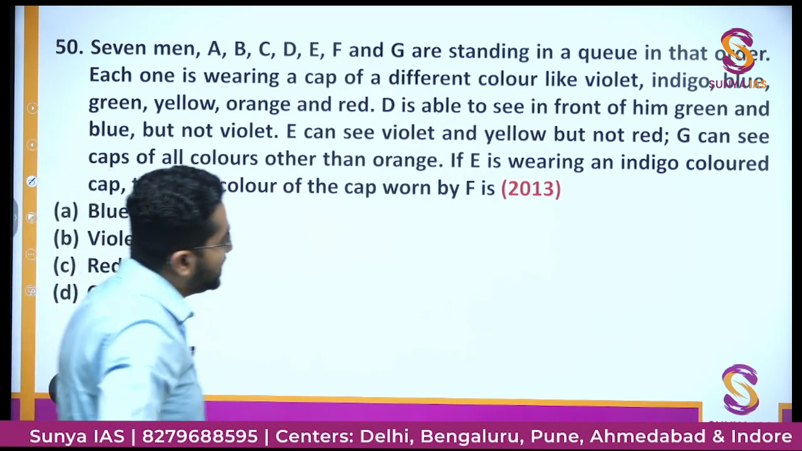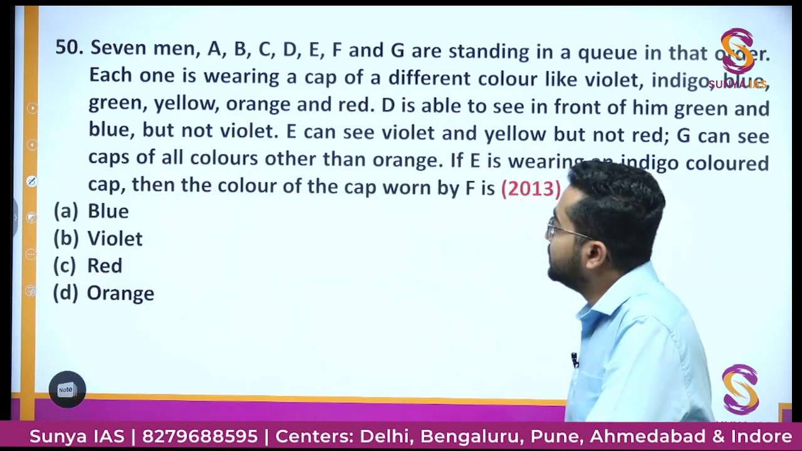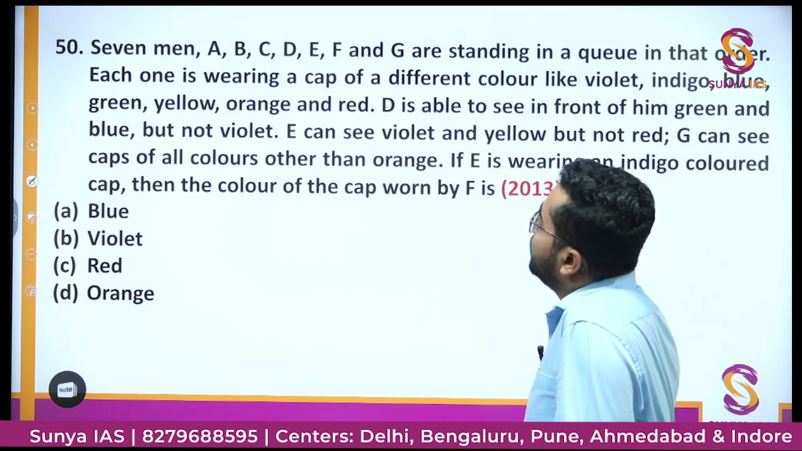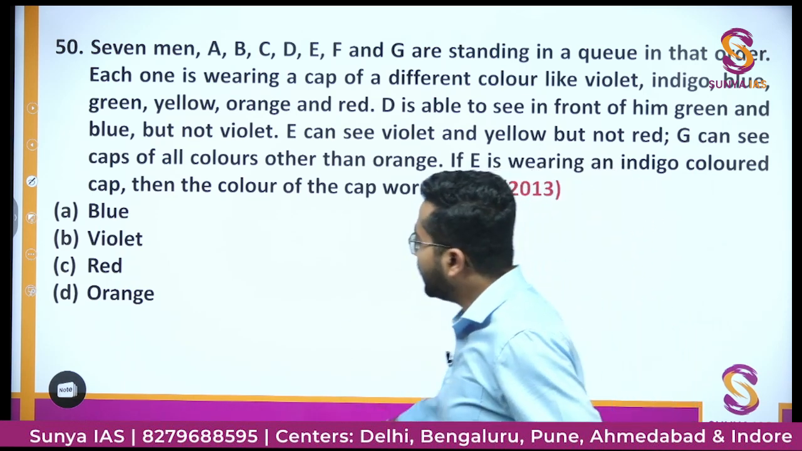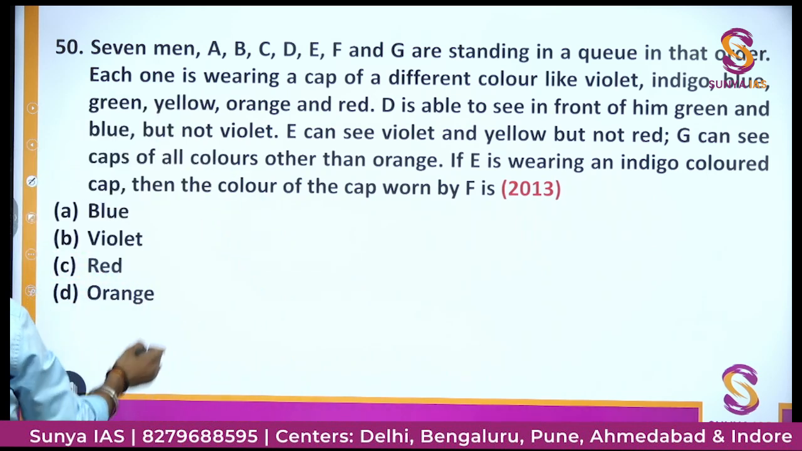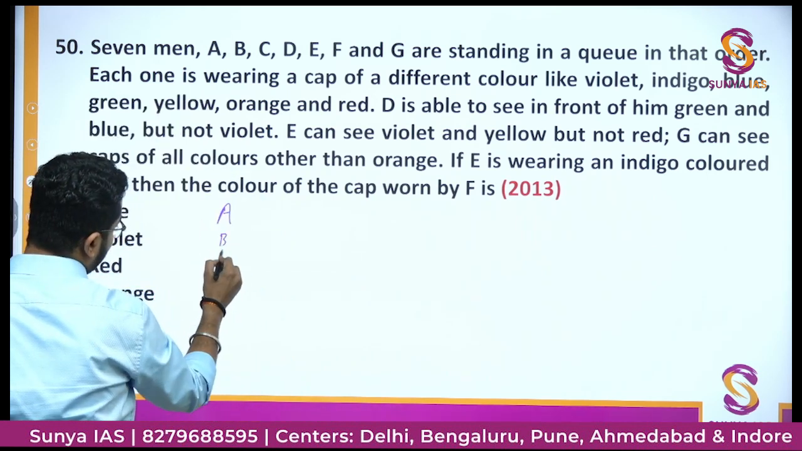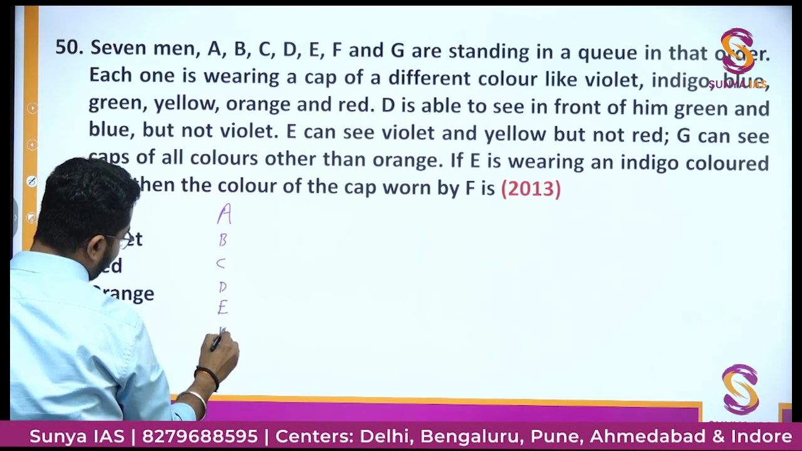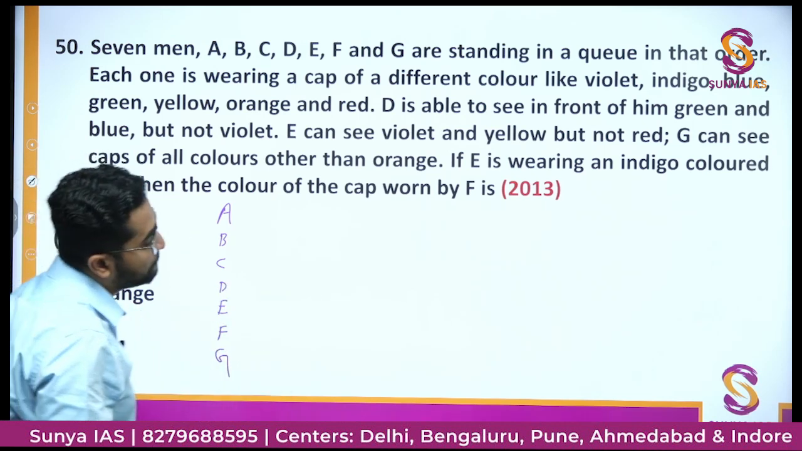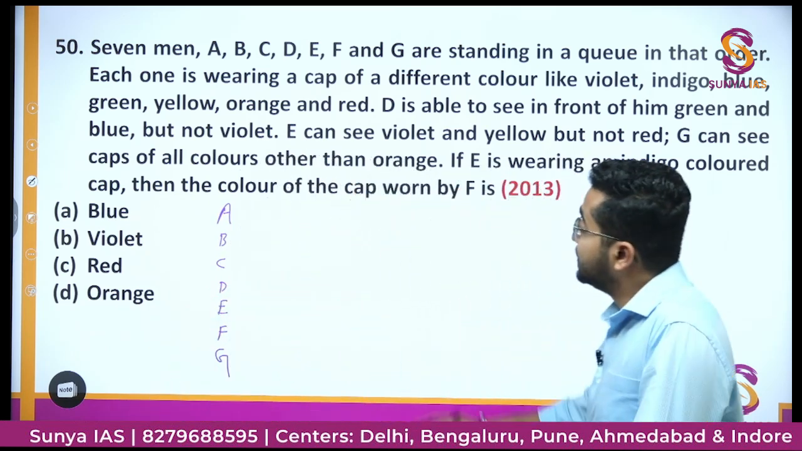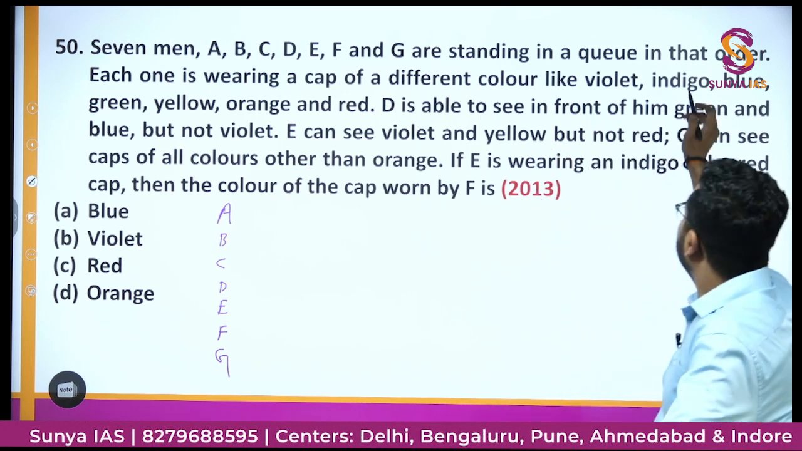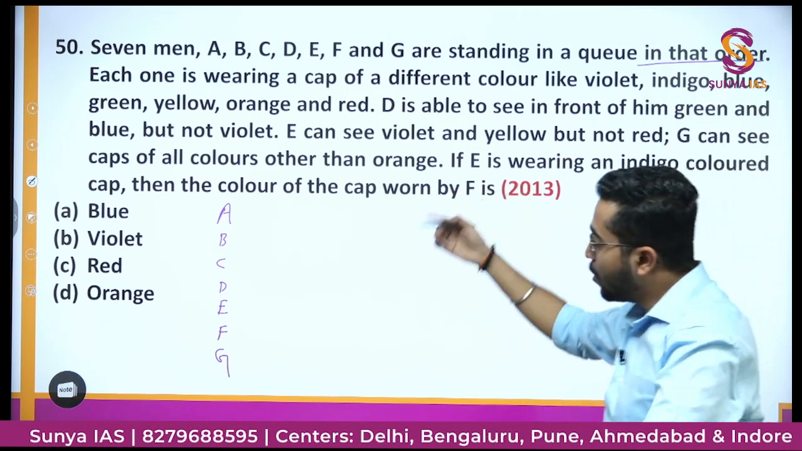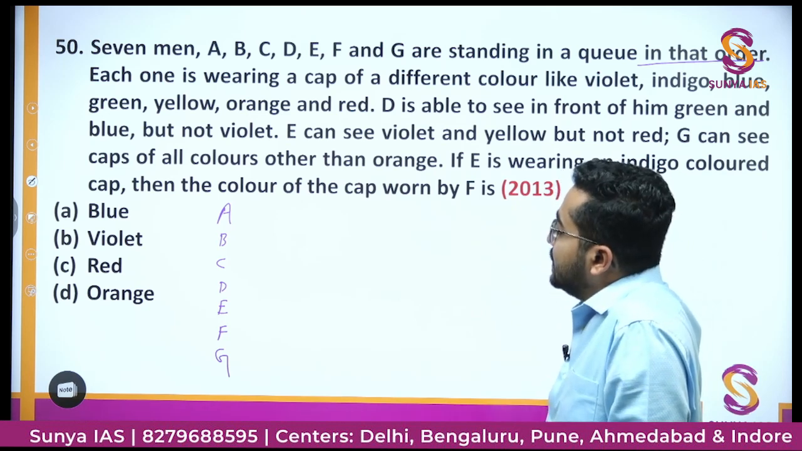This question was asked in the year 2013. So let's read the question. 7 men A, B, C, D, E, F and G are standing in a queue in that order. The order is already given: they are standing in the order A, B, C, D, E, F, G. This is the important line here, in that order.